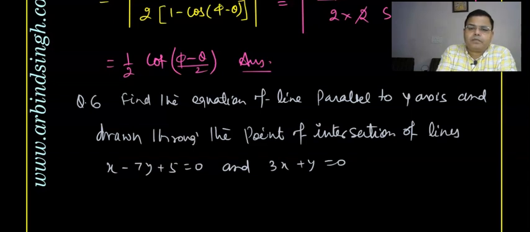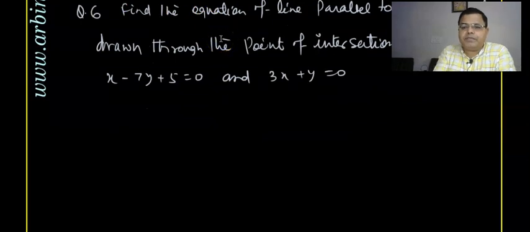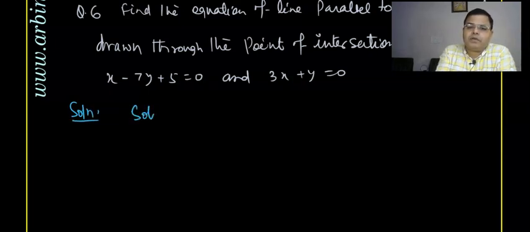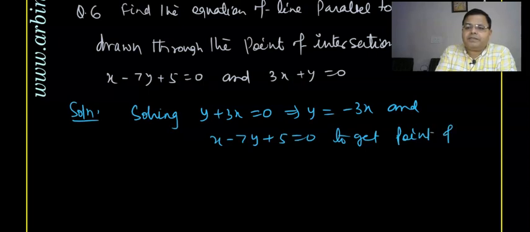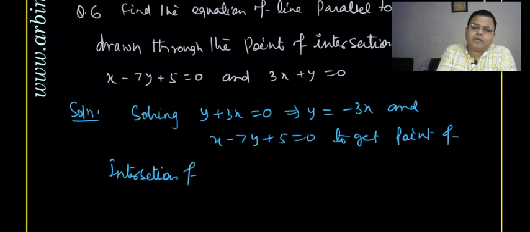Here we have to find the equation of a line parallel to the y-axis. First we find the point of intersection by solving y plus 3x is equal to 0, that is y is equal to minus 3x, and x minus 7y plus 5 is equal to 0, to get the point of intersection of the lines.